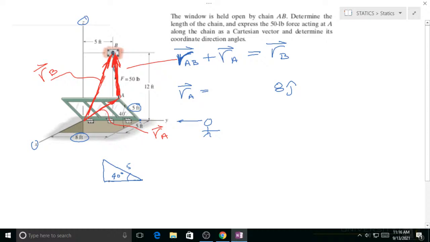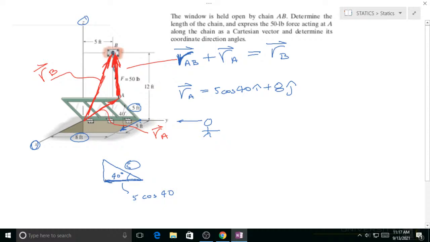So the question is, what are these? This is 5 because the length here is 5. Cosine 40, but that's running out this direction, which is in the x component. There is the x component. 5 cosine 40, and now I can put the plus there.